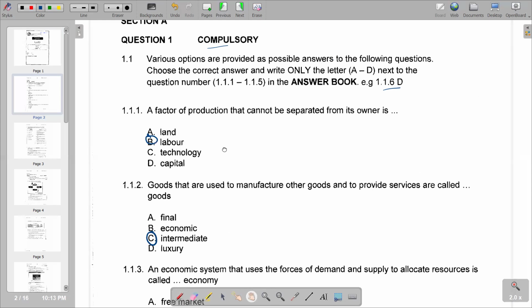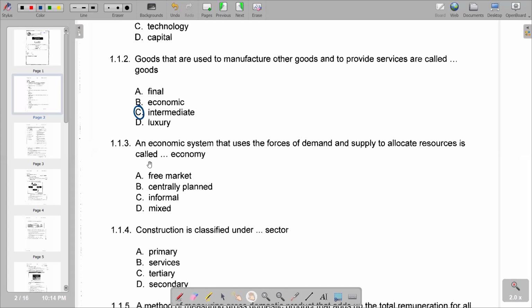Then we move on to the next question, which is going to be 1.1.3. It reads, an economic system that uses the forces of demand and supply to allocate resources is called a dash economy. And we know that this is the free market economy, and that's the one that uses forces of demand and supply to allocate resources. So on 1.1.3, our response is free market economy.